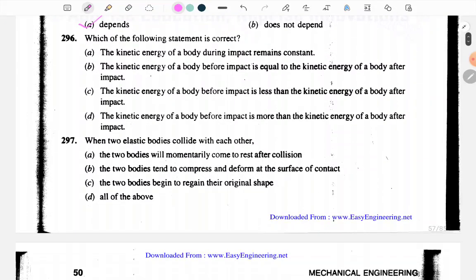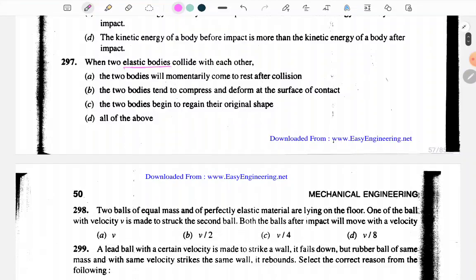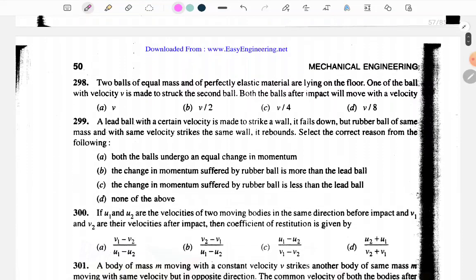Which of the following statements is correct? Kinetic energy of body during impact remains constant. So like this, every statement you have to read. But the correct answer is kinetic energy before impact is equal to after impact. Okay. Two elastic balls collide with each other, and all these statements are correct.